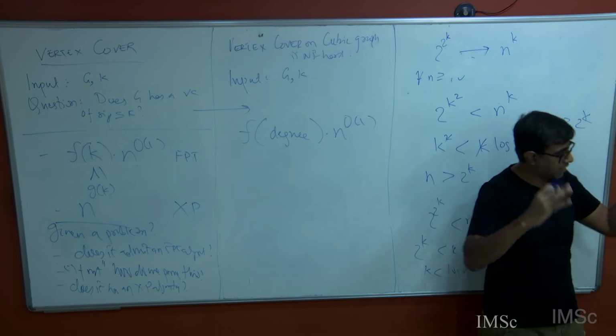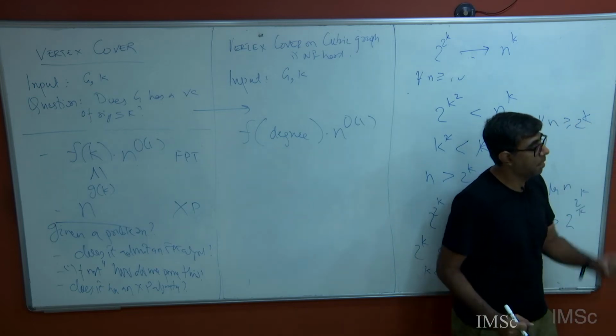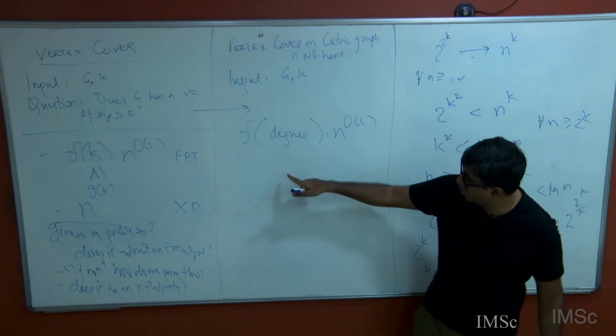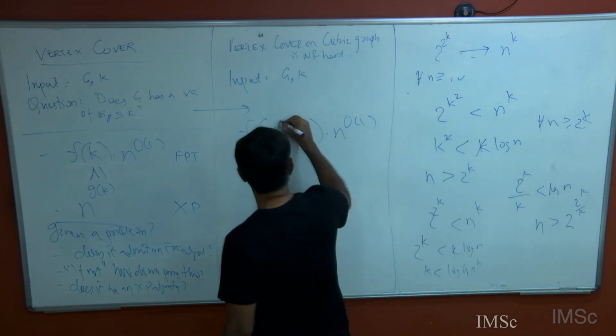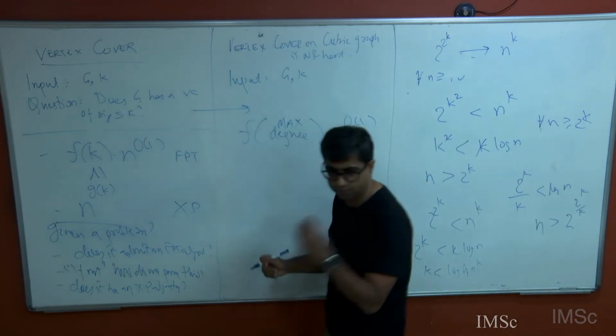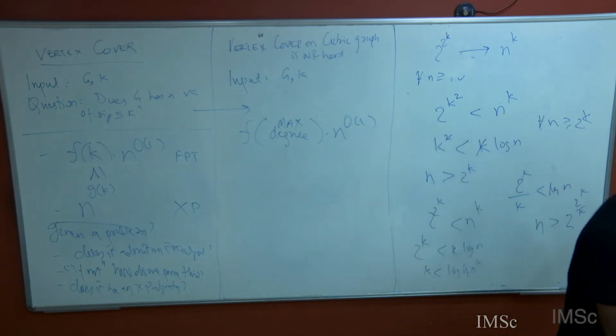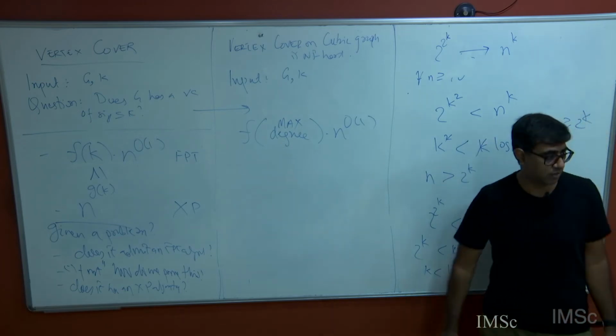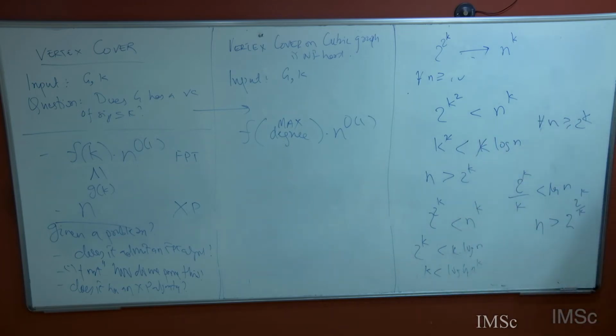I want to design an algorithm for vertex cover, but the running time of this algorithm I want to bound as a function of max degree, not even anything else. Max degree times n to the power big O of 1. And now my question is, hey, looking at the board, do you really think we can come up with an algorithm whose running time can be bounded as a function of max degree times polynomial? Is the question clear at least?